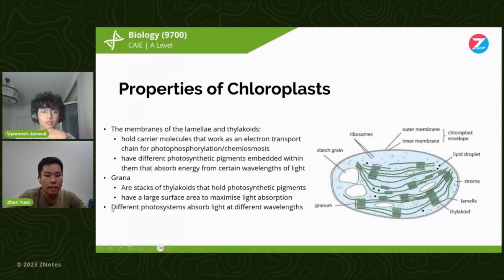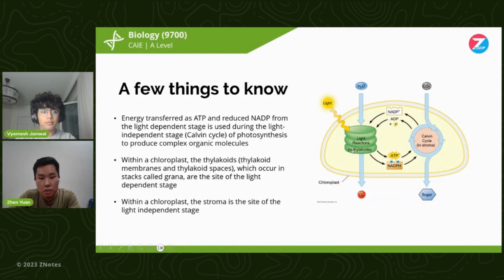Different photosystems absorb light at different wavelengths. So why can we maximize light absorption with a larger surface area? It is because there are more of these photosystems. What are photosystems? Well, we will take a look at the later slides. Anyway, a few things to know before we get into all of the more complex stuff.